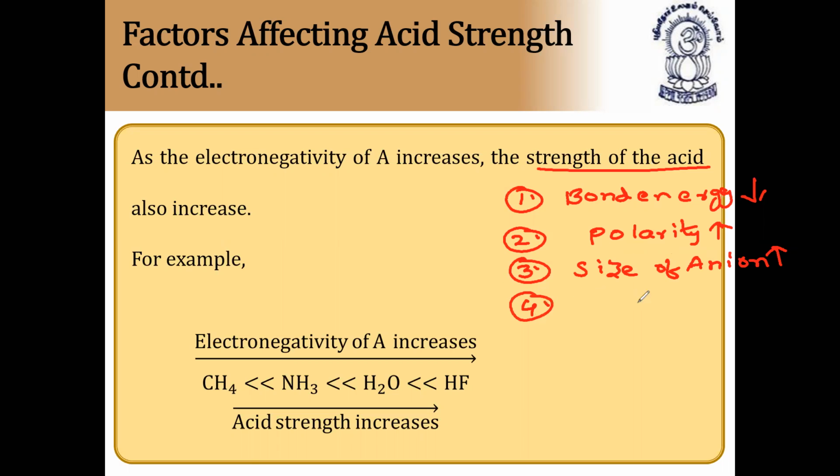And fourth one, electronegativity. As the electronegativity of A increases, the electronegativity of anion increases, also acidic strength increases. So these are the main four factors affecting the acidic strength. So I hope you understood. Next continuation. So please note down in your classbook: bond energy, polarity, size of anion, electronegativity of anion.